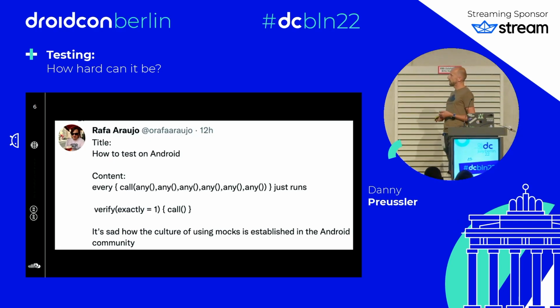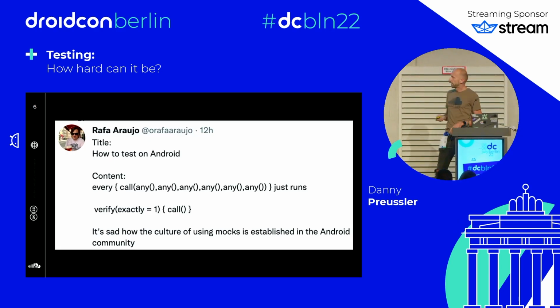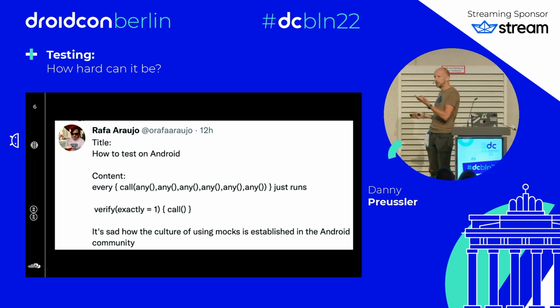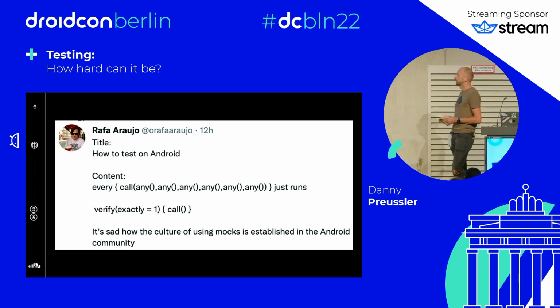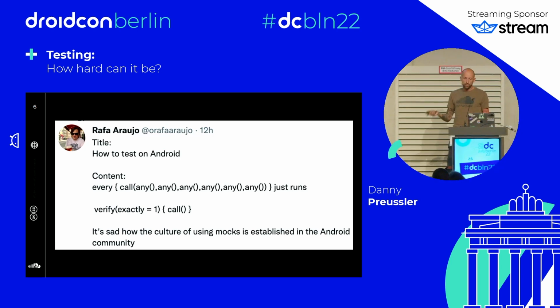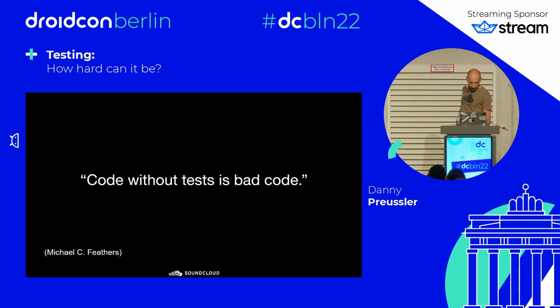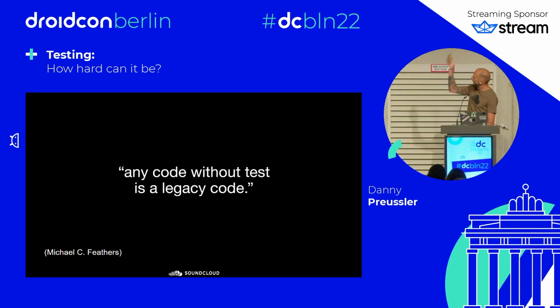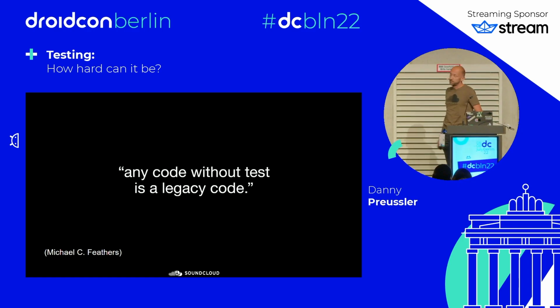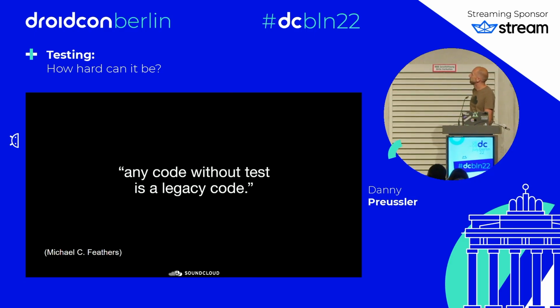But let's start with some general quotes. I'm talking about unit testing since 2008, so more than 10 years. But there are people doing this for far longer than we do, right? So let's listen to them. Michael Feathers: Code without test is bad code. Or how about this one? Any code without test is legacy code. That's Michael Feathers. You've seen this, he's the guy who wrote the legacy code book, right?